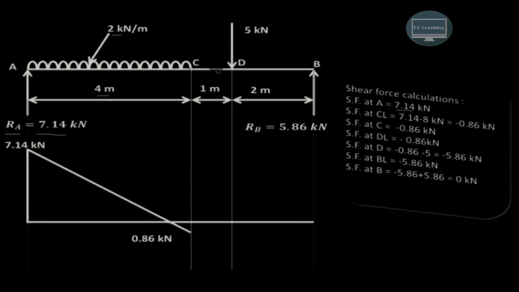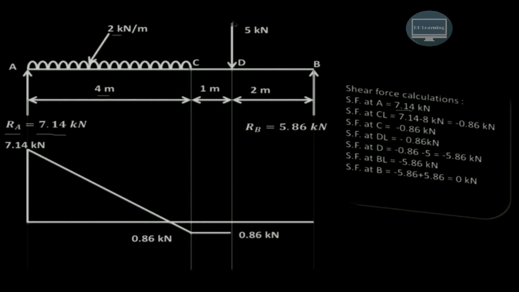From C up to D left, there is no other force that is acting. So whatever the force that is acting at C, the same force will be acting at D left also. So that is also minus 0.86 kN. So that also we have indicated over here.